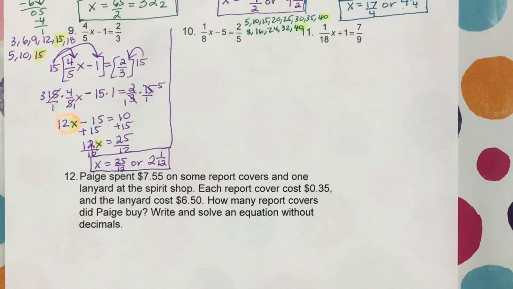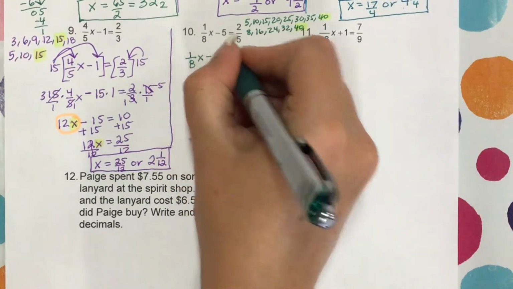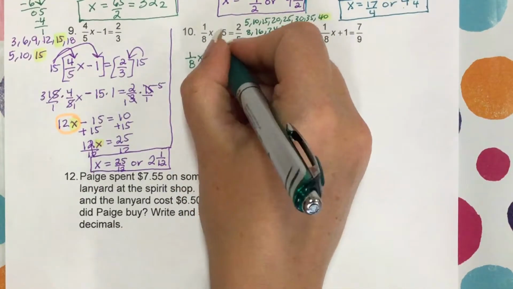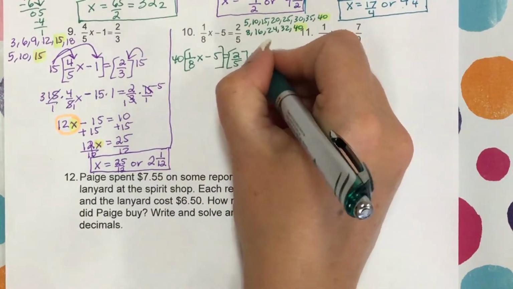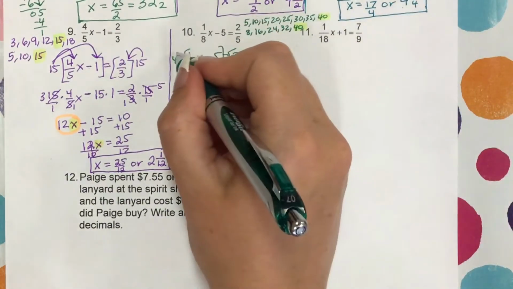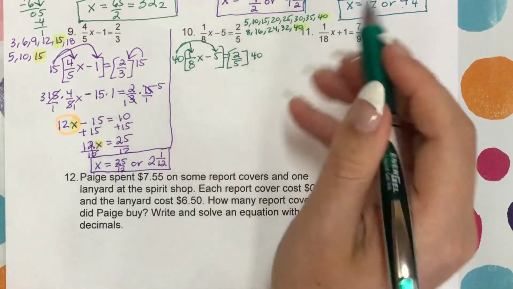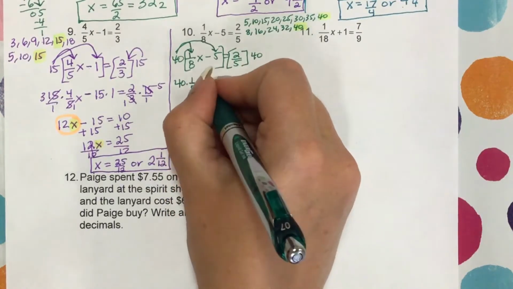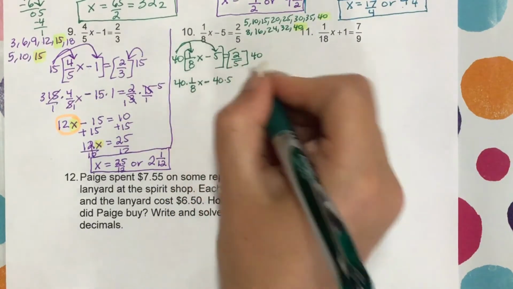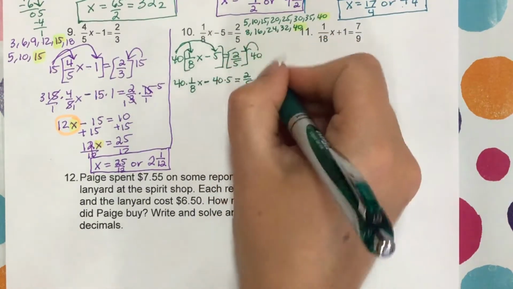So that means I'm going to have to multiply this entire equation by 40. Okay, so I'm going to rewrite it: 1/8x minus 5 equals 2/5. And then I'm going to multiply this side of the equation by 40, and also multiply this side of the equation by 40. To do that, I have to use the distributive property. I'm going to go 40 times 1/8 x and also 40 times the negative 5. So 40 times 1/8 x minus 40 times 5 equals 2/5 times 40.